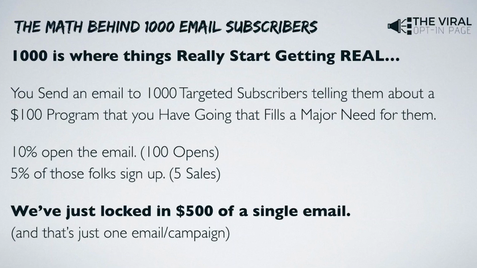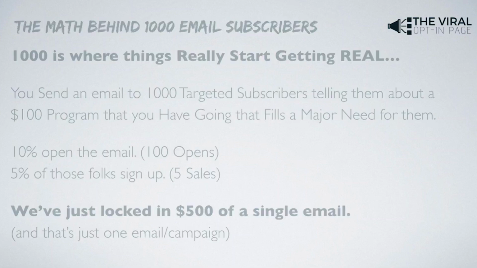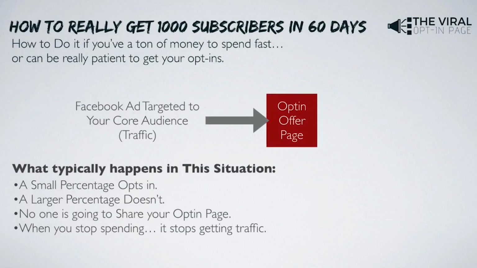So let's talk about this. Let's talk about how folks actually build these lists, because I think that's important. So here's the standard model of how folks do it if they've got a lot of money to spend. All right, if you have a lot of money to spend fast, or you can be really patient, this is how most folks do it. We've got an opt-in page with a really good offer that's targeted to those folks. We run a Facebook ad and we point it to that opt-in page. This is what typically happens.